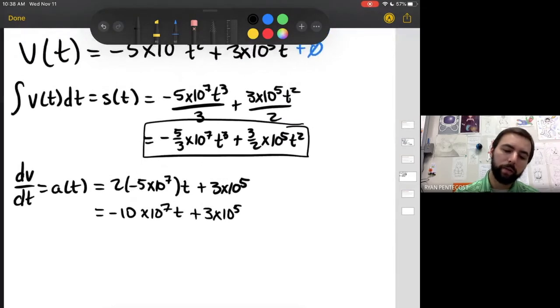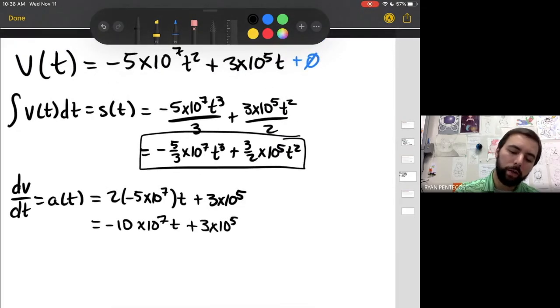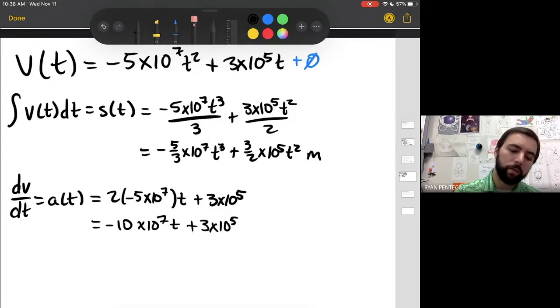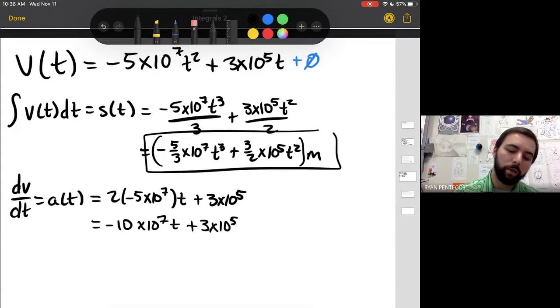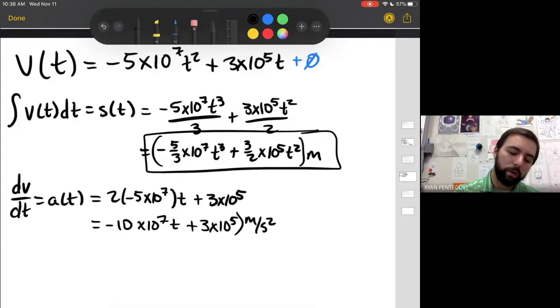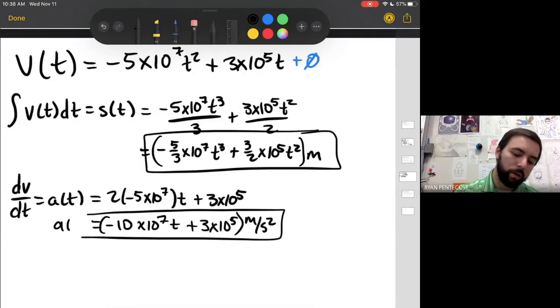I did make a mistake, though, because here we need to have our units. We were given units before. We have to have units in our answer. So this would also be meters per second squared for that entire function. Right? So that is our A of t.